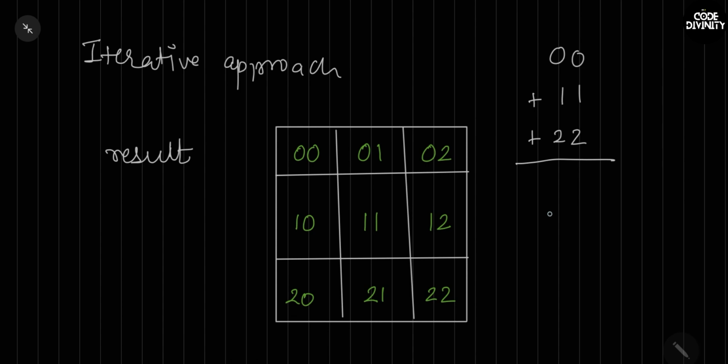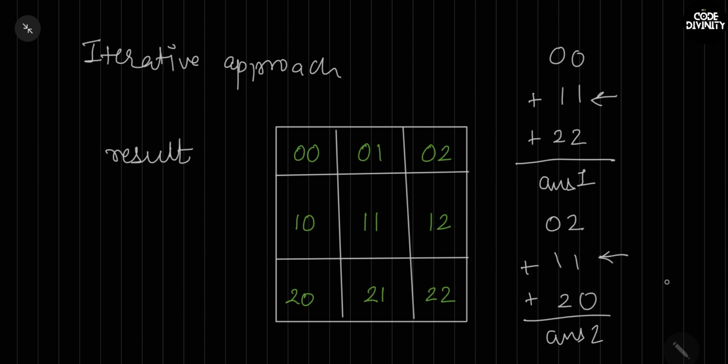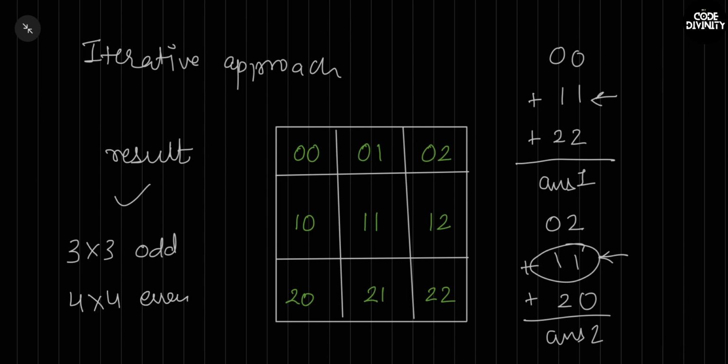Then the second diagonal will be 0 2, 1 1 and 2 0, and this will be our summation of the second diagonal. Now we can observe that this 1 1 is repeated twice. So after having this answer 1 and answer 2, subtract this once to get our final result. When the matrix is odd sized, then we have to subtract the middle element. But in case the matrix is of even size, then we do not have to subtract the middle element because there is no middle element in that matrix.